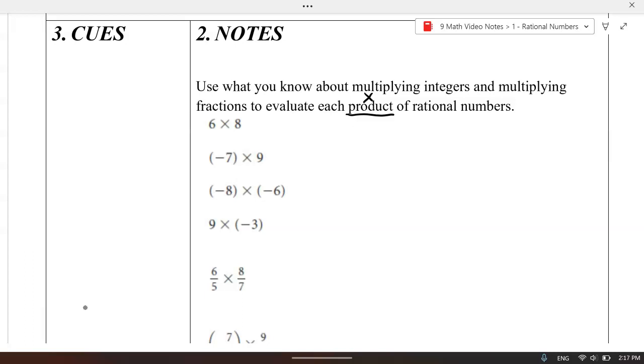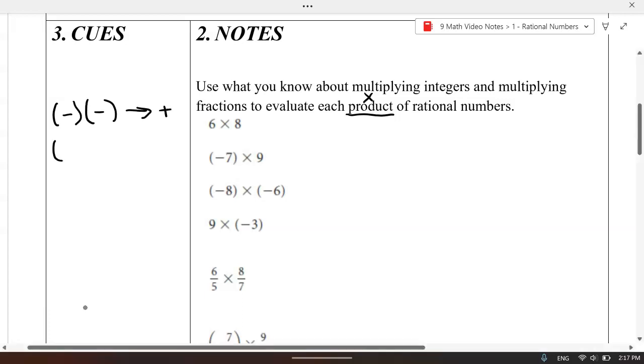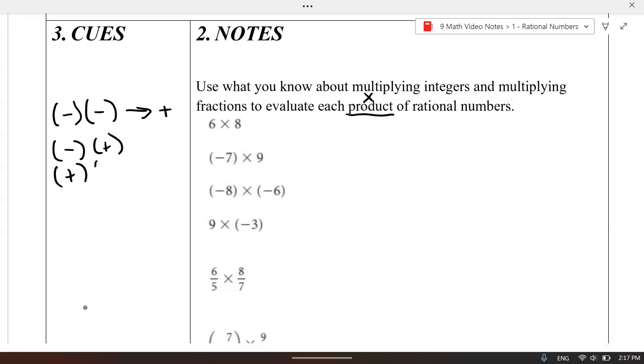I just want to remind us about integer multiplication. If we have a negative number and we want to multiply it by another negative number, that turns into a positive number. If we have a negative number multiplied by a positive number, or a positive number multiplied by a negative number, that turns into a negative number. And if we have a positive number times a positive number, that results in also a positive number. Okay, we've gone over this already, but I just wanted to have it in your notes here.